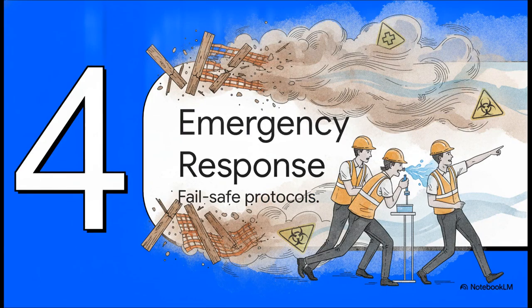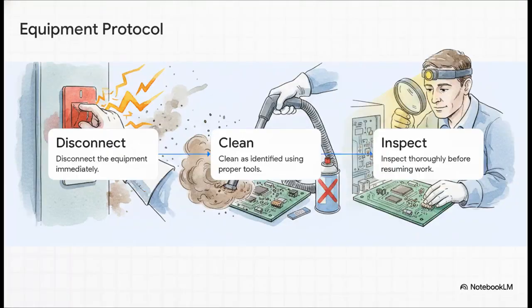Section 4. Activating emergency response plans. Fail-safe protocols for contamination and exposure. Even with the best defenses, breaches happen. If dust breaches an electrical panel or sensitive equipment area, panic is not the answer. Protocol is. You've got to follow these 3 chronological actions.